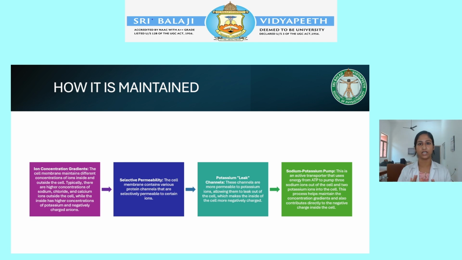How is this maintained? The first factor is ion concentration gradients. In the cell, outside there is a higher concentration of sodium, chloride and calcium, and inside there is a higher concentration of potassium. In selective permeability, the cell membrane contains a large number of protein channels, but it is permeable to particular ions only. There are so many ions, sodium, calcium and potassium.